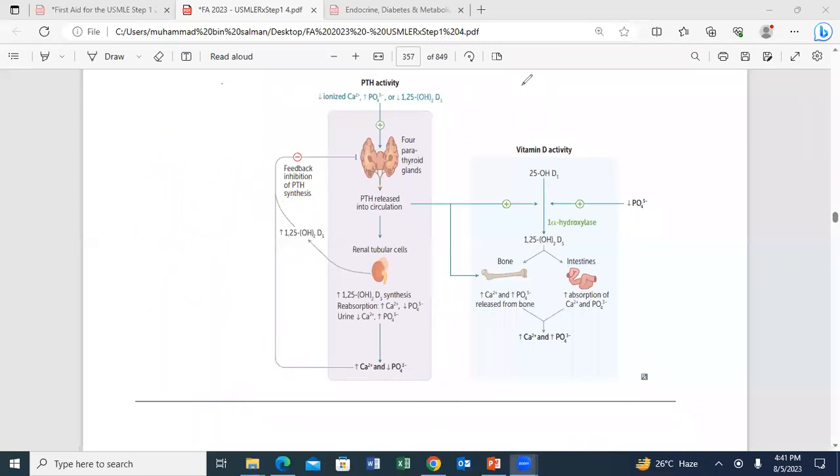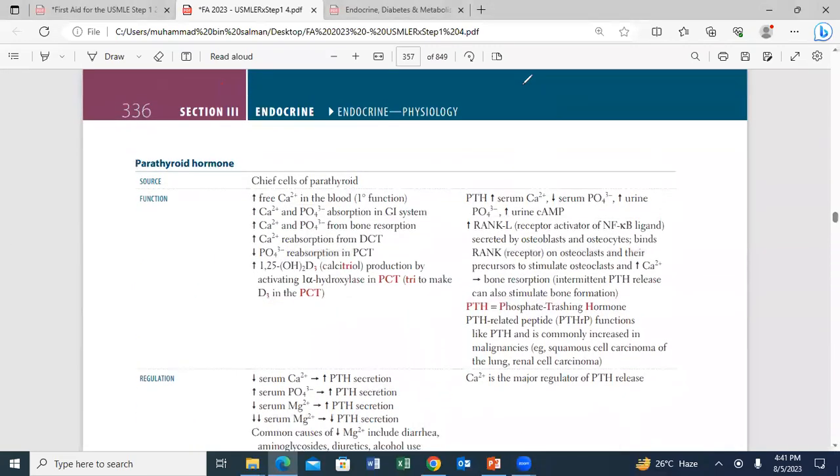Now let's have a look at the theory. As you can see, they simply say parathyroid hormone increases the calcium inside the blood. This is the primary function. It increases the absorption of calcium from the GIT, and so it increases the bone resorption, increases the calcium absorption, decreases phosphate absorption, and increases the conversion of vitamin D into its active metabolites. And then there is the concept of RANK L, which I have already mentioned. Parathyroid hormone is also called the phosphate trashing hormone.